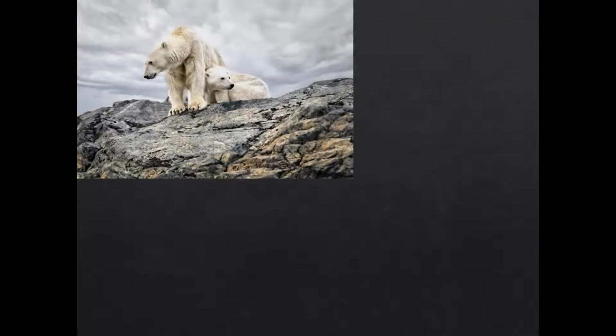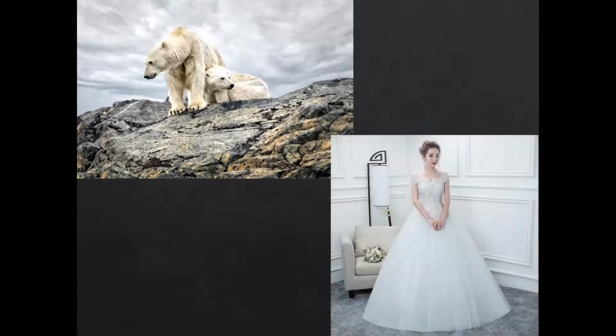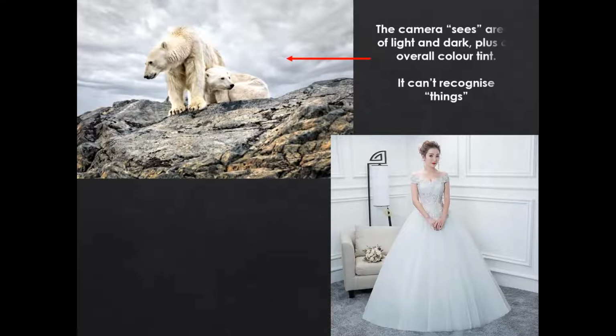It doesn't know whether you're photographing a polar bear in the Arctic or a bride in a wedding dress. They both have light and dark tones, but they're vastly different images. And it has no understanding of what it is that it's photographing. So we have to rely on using our brains to instruct the camera how to operate.